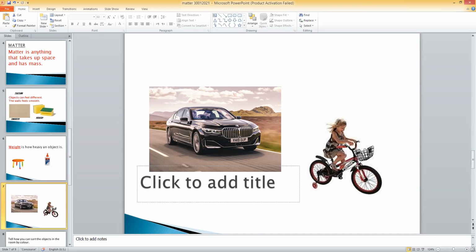Also, let's use our school bag and our pencil case as an example. Which one is heavy and which one is light? Our school bag is heavy and our pencil case is light. Let's use the chair and the plate as an example. Our chair is heavy and the plate is light.